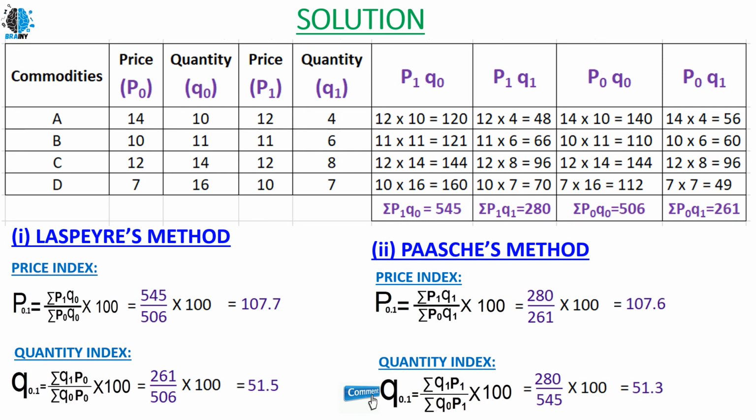So as you can see, with the Laspeyres method and the Paasche method, we got approximately the same index number for price and for quantity. So these are my price index and quantity index under the Laspeyres and Paasche methods.